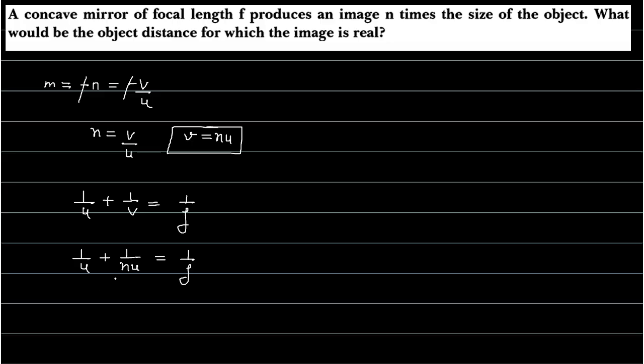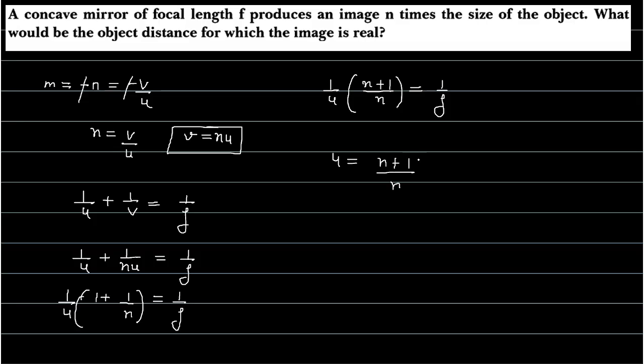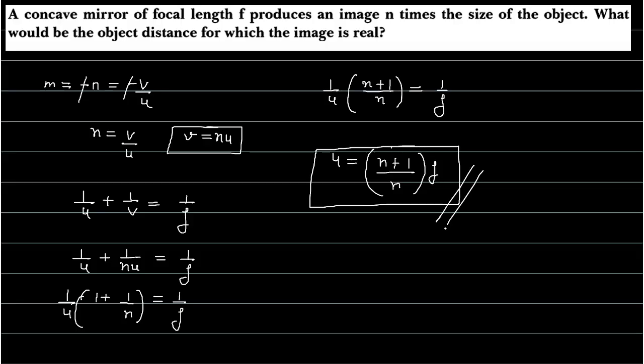Now you have to find u, so you can take 1 upon u common. So it would be 1 upon u into 1 plus 1 upon n equals 1 upon f. And it would be 1 upon u into n plus 1 upon n equals 1 upon f. So u comes out to be n plus 1 upon n into f. This would be your answer.